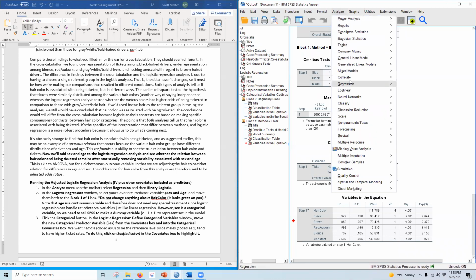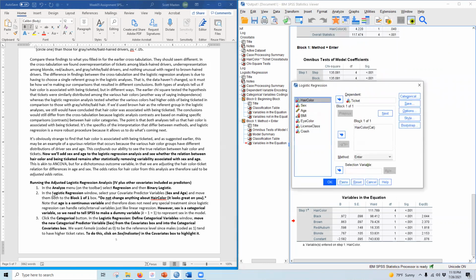So we go into regression and we go into binary logistic, and I tell you right here, select your covariate predictor variables, sex and age, and move them both to the block 1 of 1 box, this box right here. They kind of renamed it here, in case you didn't notice. It was called covariates before. Do not change anything about hair color. So note that age is a continuous variable, so we do not need to make dummy variables for age. Do not make dummy variables for age. You'll be very sad and get a lot of output that's very confusing.